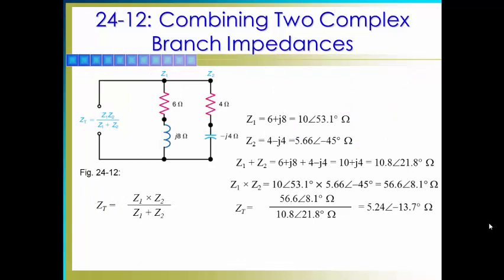We have two branches. One branch consists of a resistor in series with the inductor, and so we write down the complex coefficients of those real part and the imaginary part, and we get it in the polar form, which comes out to be 10 with the angle of 53.1 degrees. And same thing for the other impedance, Z2, and find out its amplitude and its angle.